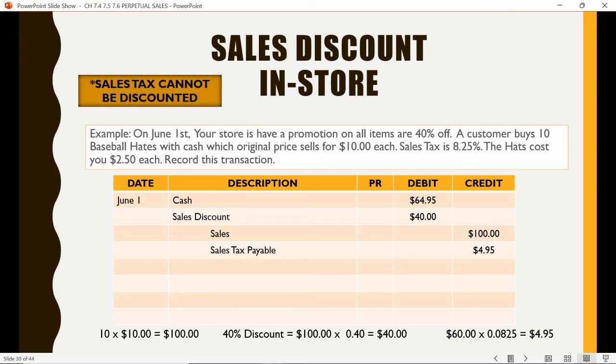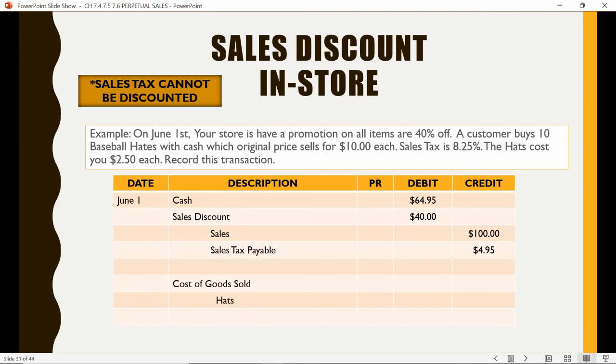All right. This is how you would journalize it, exactly how we did before. But this time, because I sold 10 of those items and each hat cost me $2.50, the second part I have to include is that I sold a product. So 10 times $2.50 gives me $25, even.